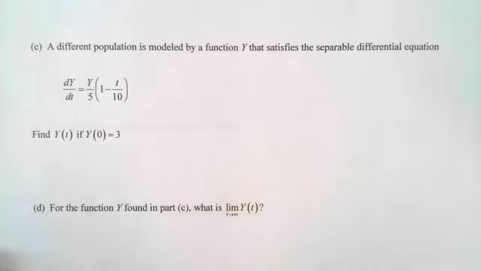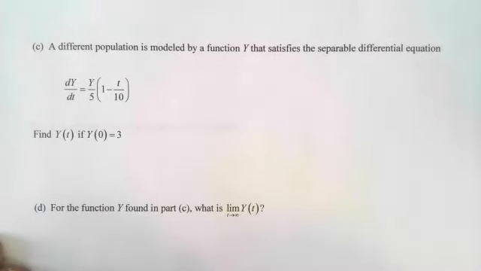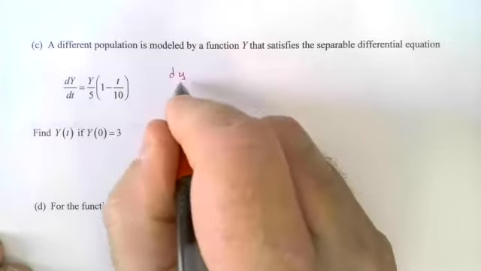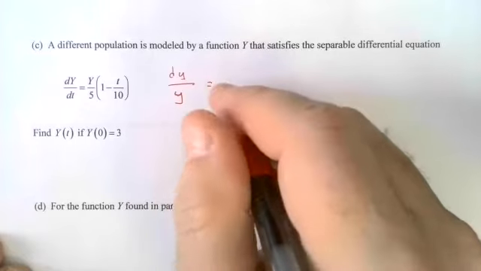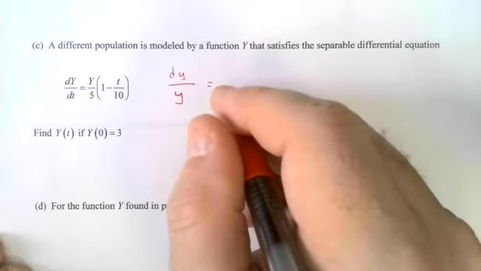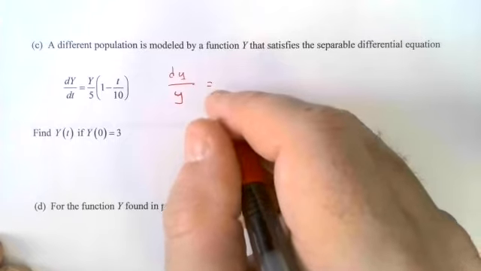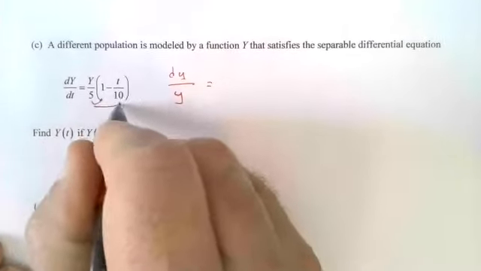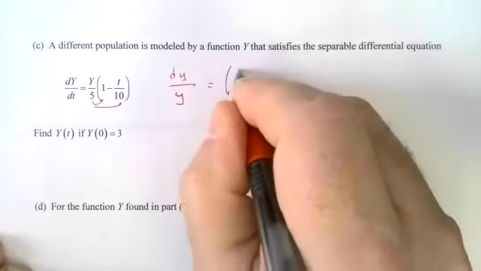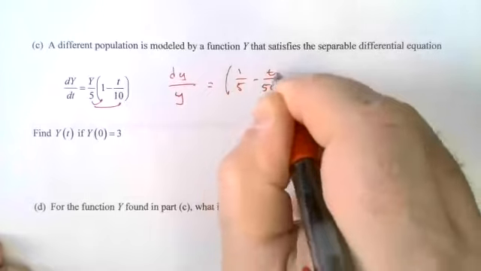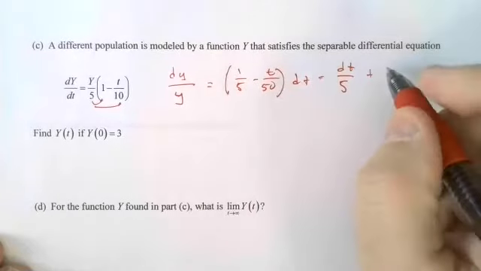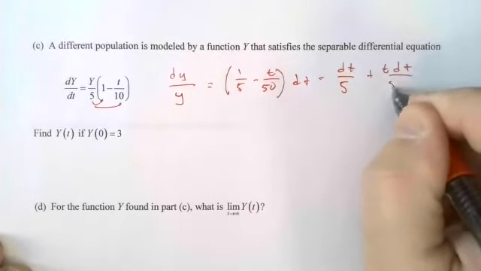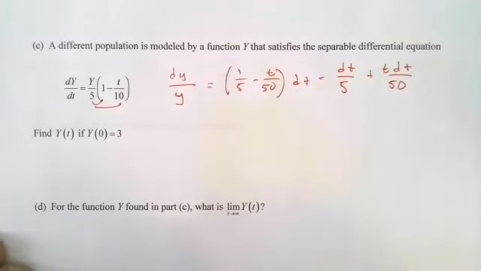A different population satisfies the separable equation. Find y of t if we give you an initial value. Sure, why not? dy over y equals, let's see what I got here. 1/5 minus t over 50. If I distribute this 5, okay, I get (1/5 minus t/50) dt, which is dt over 5 minus t dt over 50, which I can integrate. I don't have to do any big nasty stuff.